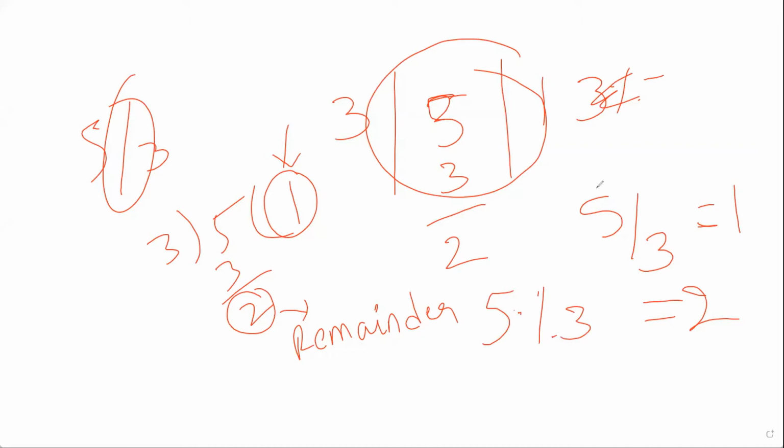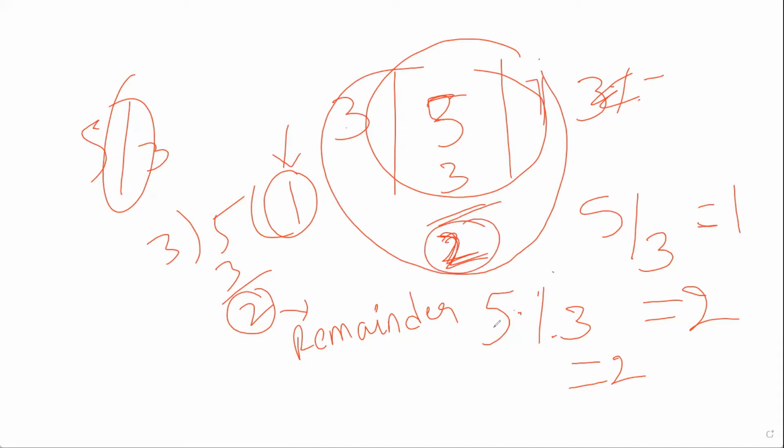So if I say 5 modulus 3, then what will be the output? It is 2. Why? Because 5 modulus 3 means 3 into 5. So 3 1s are 3, the remainder is 2. So if I apply modulus, I will get the remainder value, which means 2 will be there.